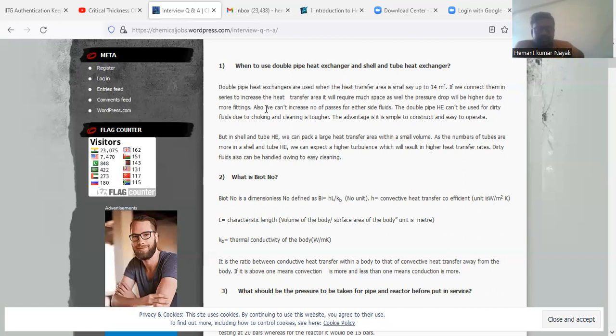Biot number is basically hL by k, and here L is the characteristic length, and we can find that if we know the volume of the body and the surface area of the body. So it is the ratio between conductive heat transfer within a body to that of convective heat transfer. So it is a ratio of conductive heat transfer by convective heat transfer. And if it is greater than 1, then it is convection, and if it is less than 1, it means conduction is more.